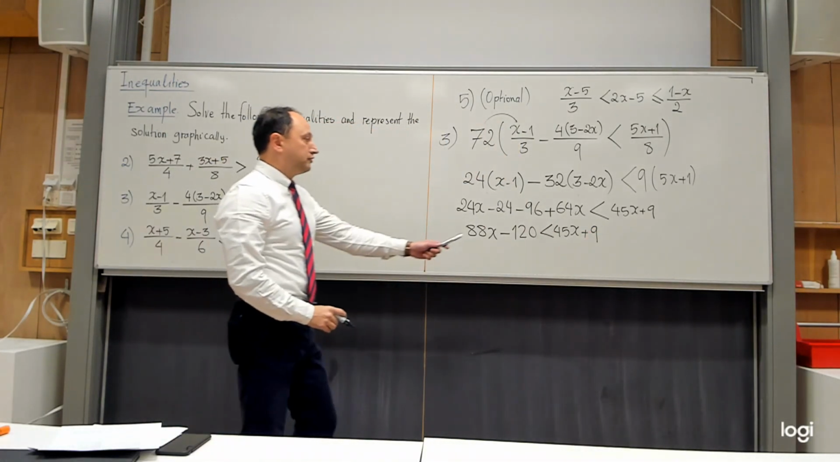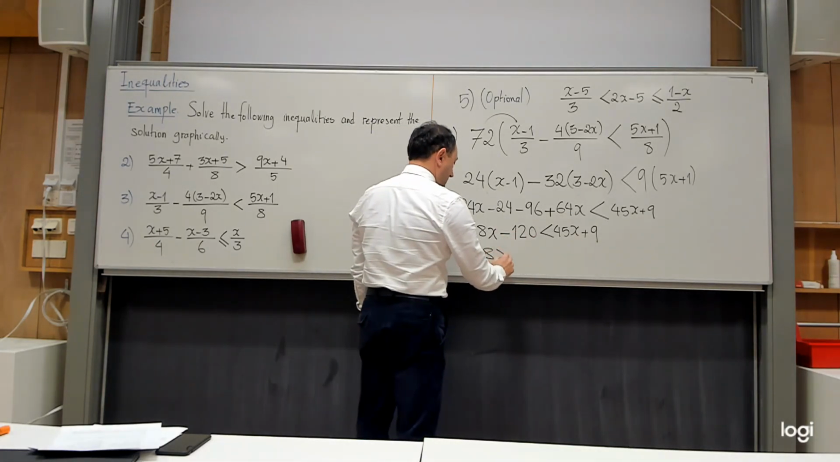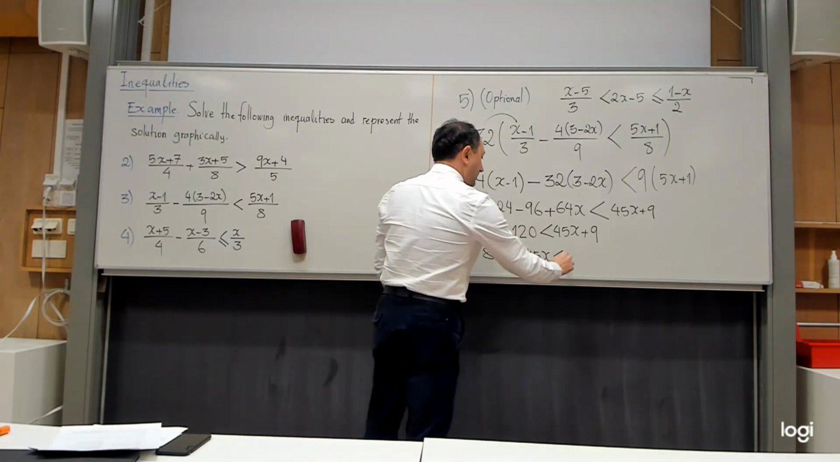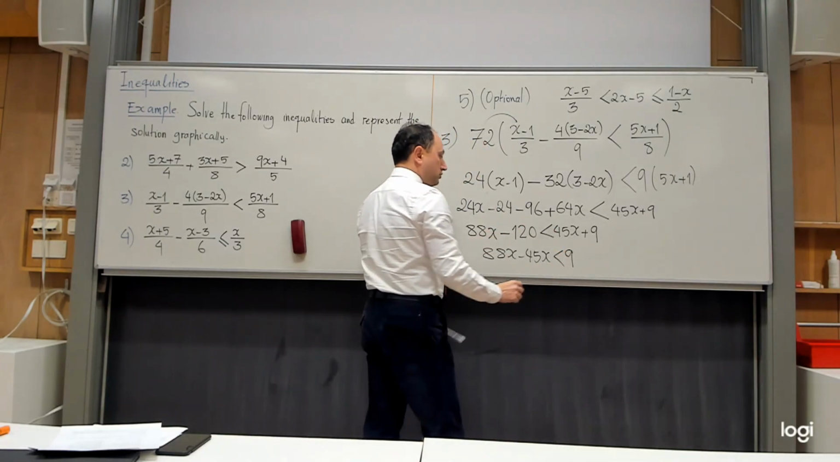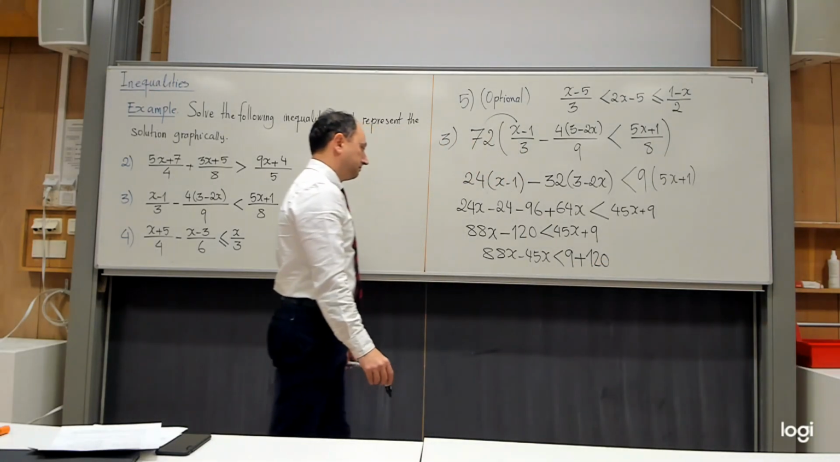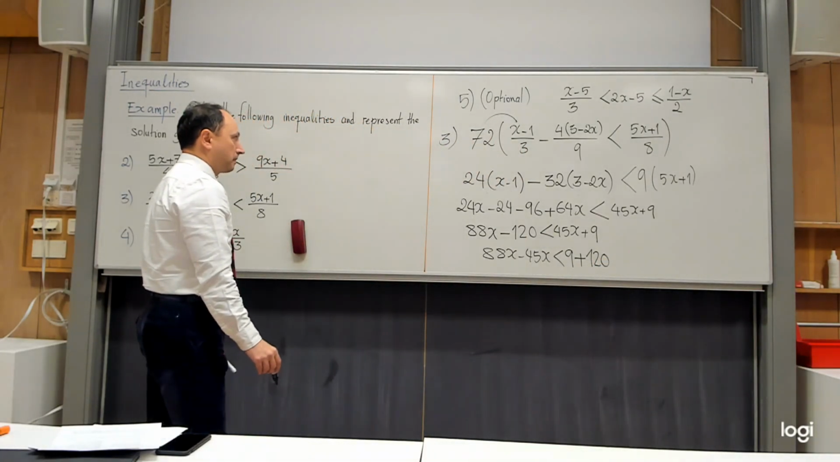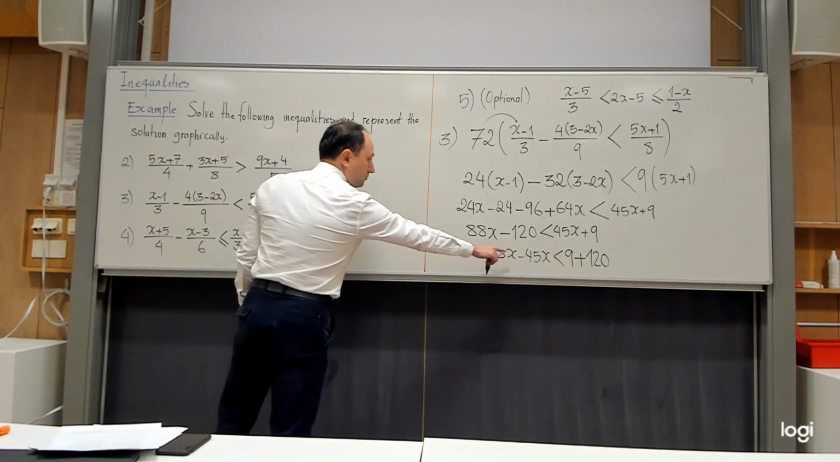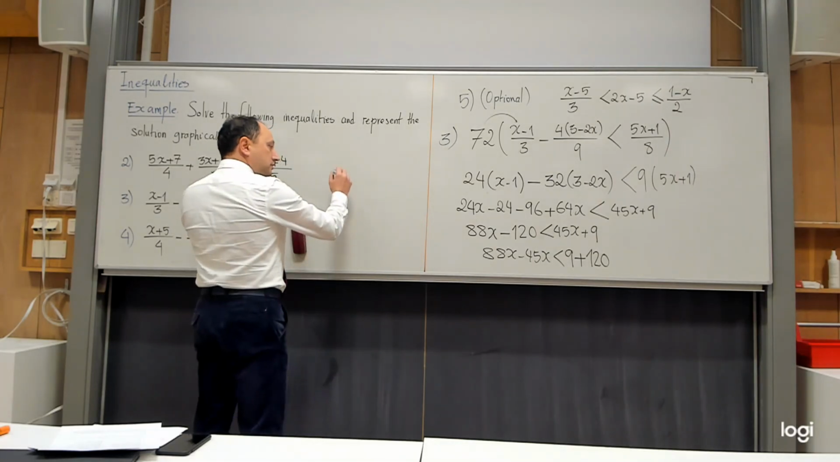And I have to move 45 to the left. I keep 9 there. I move minus 120 there. It becomes 120. Okay, let me continue here. 88 minus 45. What is the answer?